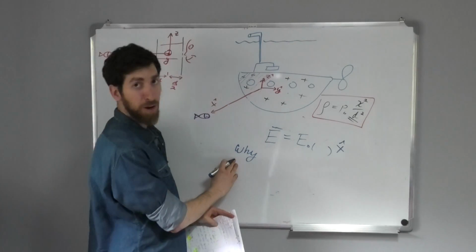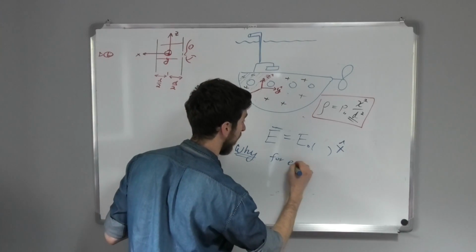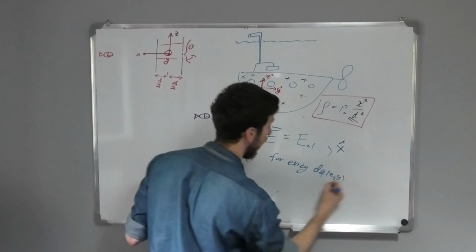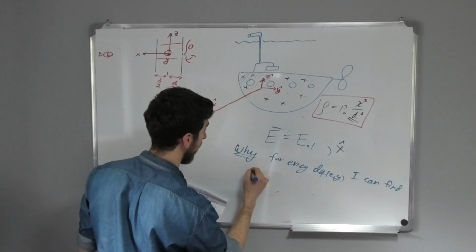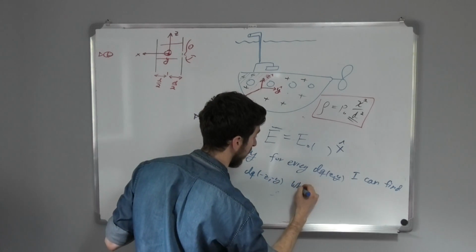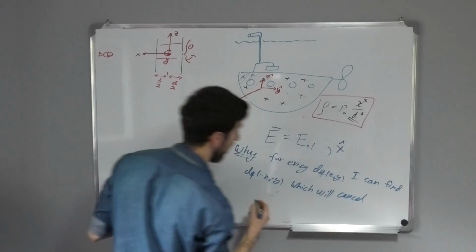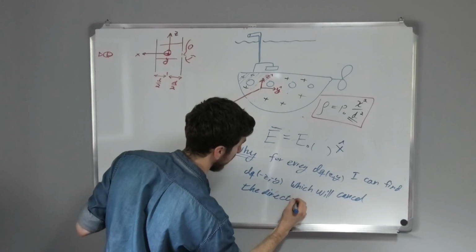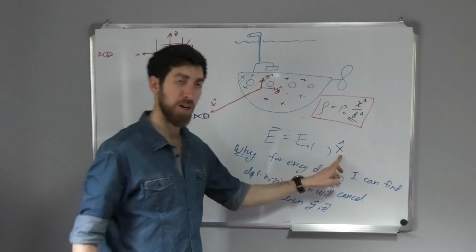And you know, the small kid asks why that, why that, why that. I love this kind of question. Why? For every dq at z, y, I can find dq at minus z, minus y, which will cancel the other directions, y and z. They're going to cancel each other and we're going to be left with that.